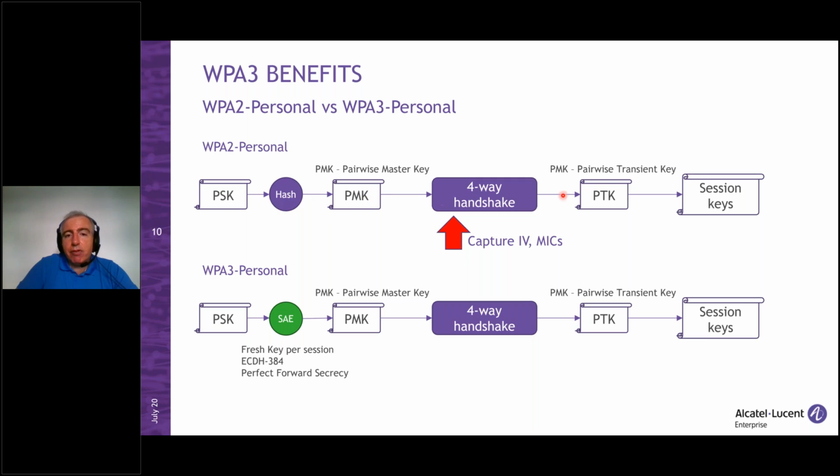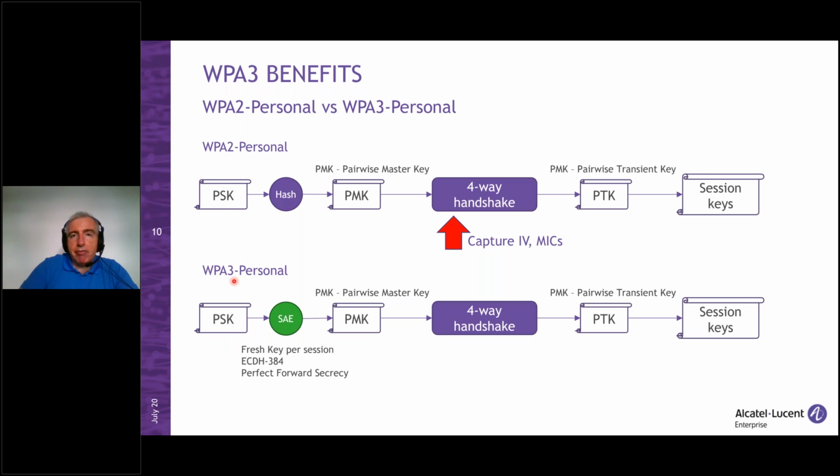And then in this four-way handshake, there are some clues, known as initialization vectors or nonces, and MICs. If you capture enough information here, then you can go offline and try to do a dictionary attack on your Wi-Fi key and find out this pre-shared key.